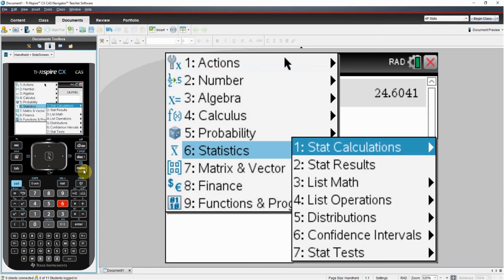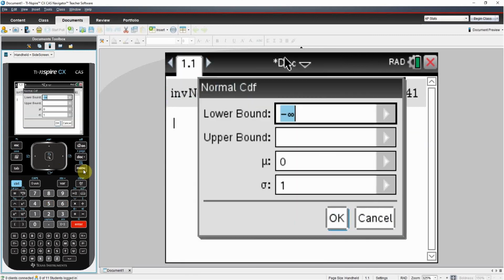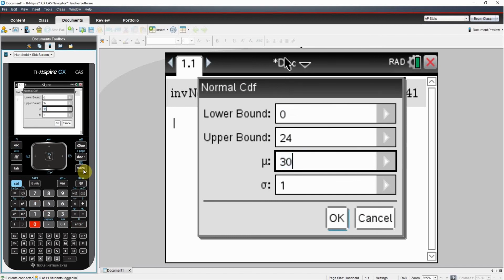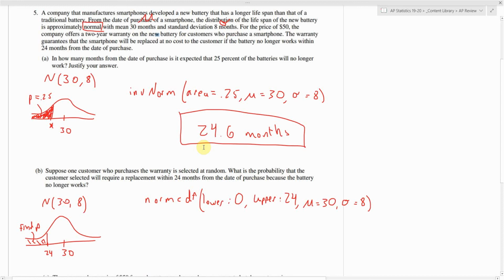So stats, distributions, normal CDF, lower bound is 0 months, upper bound is 24 months, mean is 30 months, and standard deviation is 8 months. And we get 0.2265. So that means our proportion that we're concerned with is 0.2265. Let's think about what that means in context.